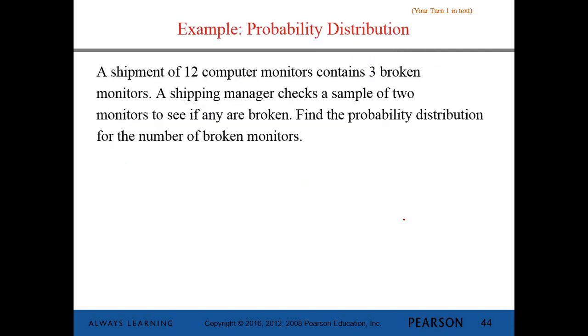Now, let's look at this example. It says a shipment of 12 monitors contains 3 broken monitors. A shipping manager checks a sample of 2 monitors to see if any of them are broken. Find the probability distribution for the number of broken monitors. Here's what we're going to do. You start with your table. One side is going to be x. The other side is going to be P of x, for the probability of x.